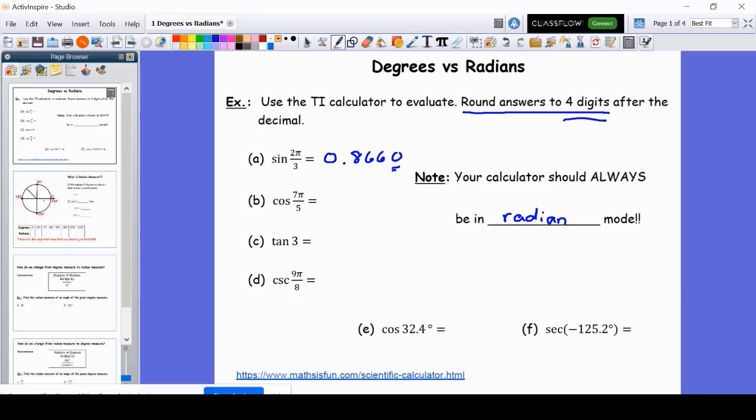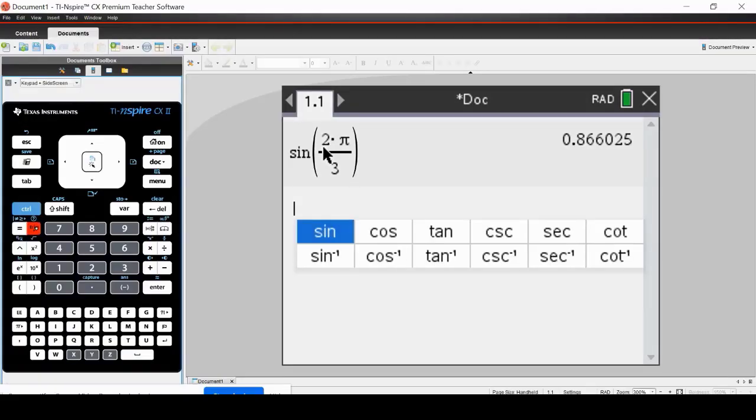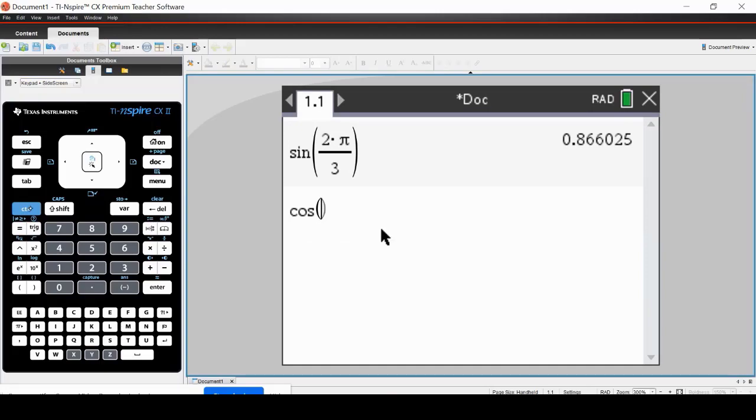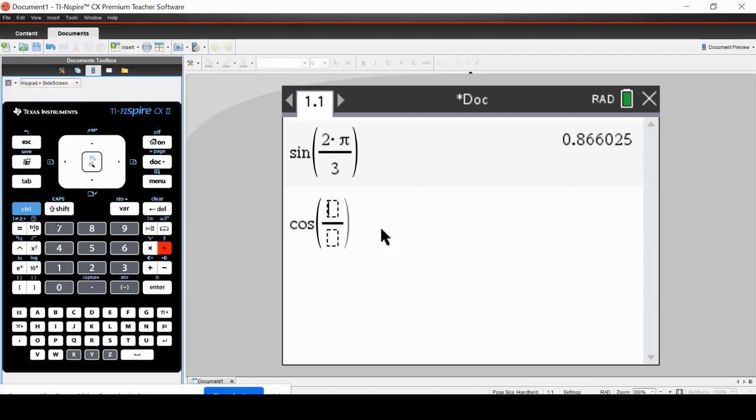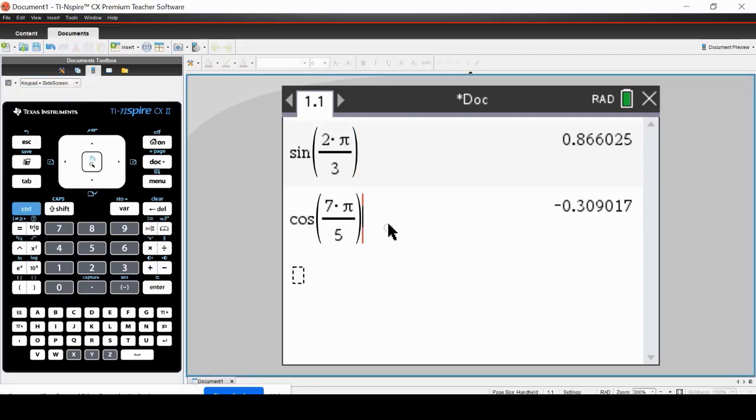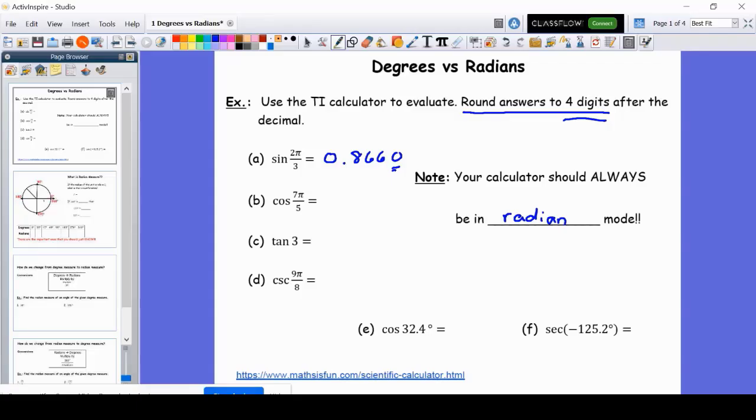Okay, now let's try the cosine of 7 pi over 5. So I go back here, I go to my trig menu, cosine. And again, I want a fraction template, and it's 7, and we use the pi over, and now it's 5. So now we have negative 0.309017. Both of these trig functions that we did, we were taking the sine of 2 pi over 3, which is a radian angle, and then the cosine of 7 pi over 5, which is also an angle in radian measure. So being in radian mode made sense. So let's write this answer down, negative 0.3090.